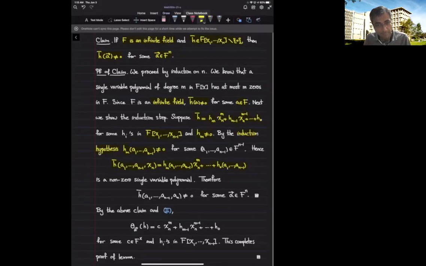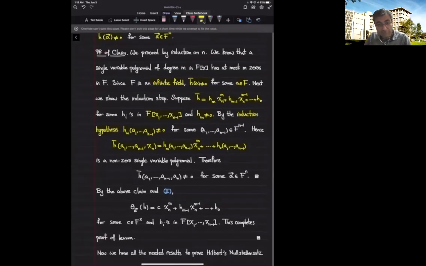That's the key. Now I'm giving you a non-zero single variable polynomial, and we have proved that non-zero single variable polynomials over an infinite field, if I view them as functions, are non-zero functions. So that means that I can always find some element, a sub n, and plug in and get something non-zero.